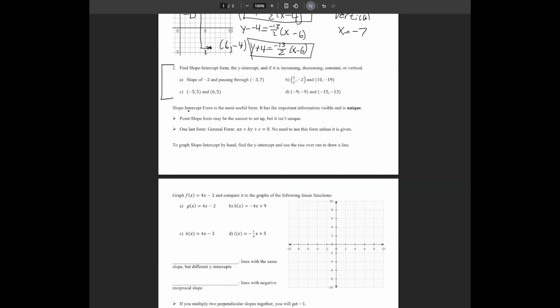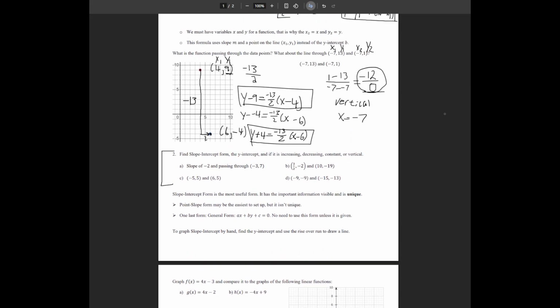All right, so slope-intercept form is the most useful. So that's the y equals mx plus b. It has all the information visible, the slope and the y-intercept, and it's also unique. So with point slope form, we actually had 2 different versions of this line, and we could get an infinite number of formulas or equations for the line between these 2 points right here. And any points in the future that would land on that line could also be thrown into this equation and will give us the point slope form.